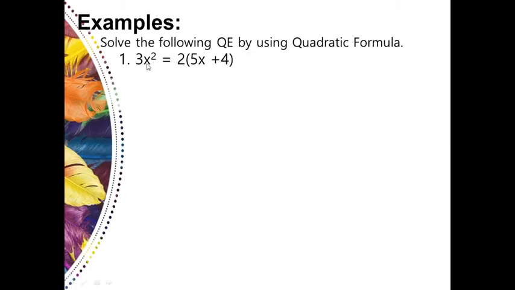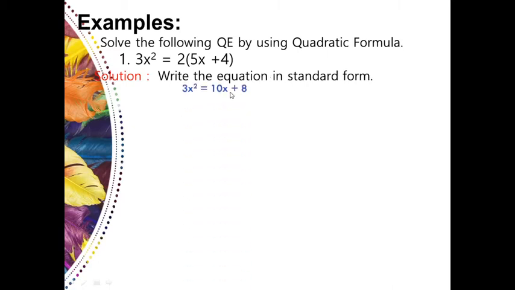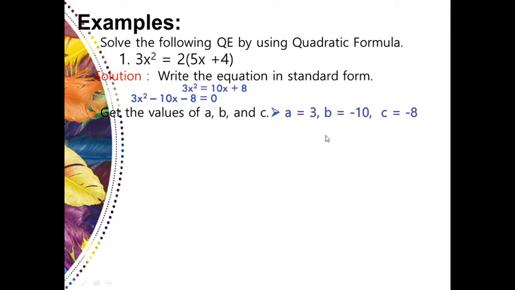Okay, so let us take another example. So first, we have 3x squared is equal to 2 times 5x plus 4. So we need to transform that into standard form. So therefore, we have 3x squared is equal to 10x plus 8. We transpose the terms at the right side to the left, changing the signs, of course. So we have 3x squared minus 10x minus 8 is equal to 0. Then we can now identify the values of a, b, and c, which are a is equal to 3, b is negative 10, and c is equal to negative 8.